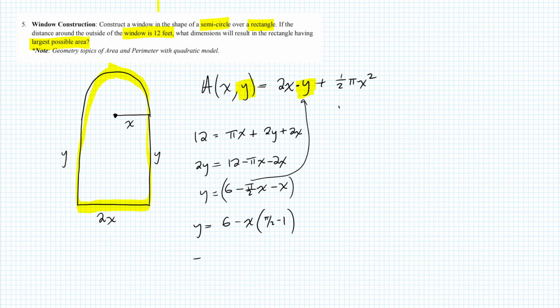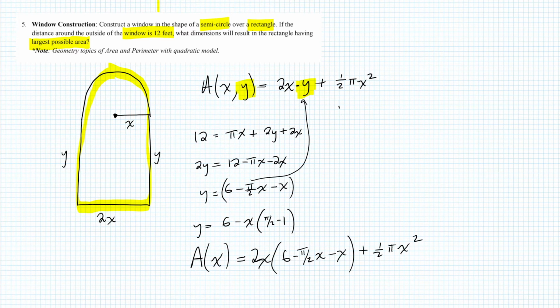I'm going to stick with this one, and I'm going to substitute it in for y there, and I get a new function. Area, and now it's a function of just x, is going to equal 2x times 6 minus pi over 2 x minus x, plus 1/2 pi x squared.